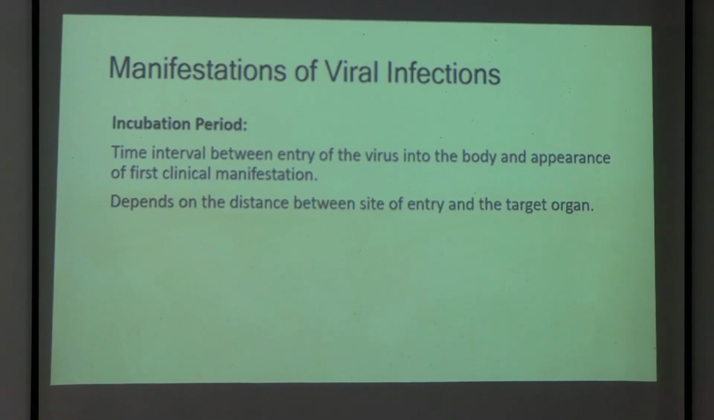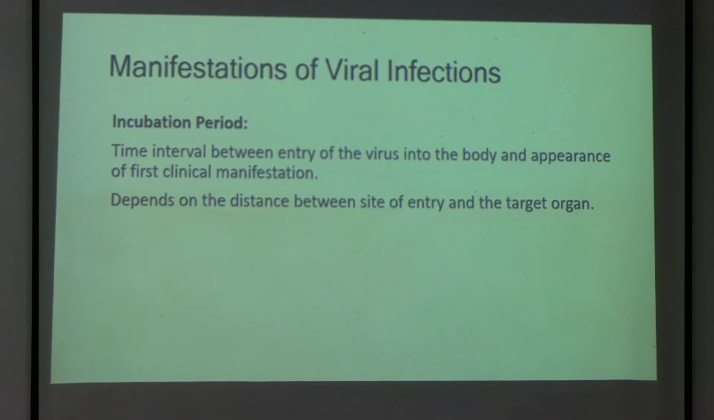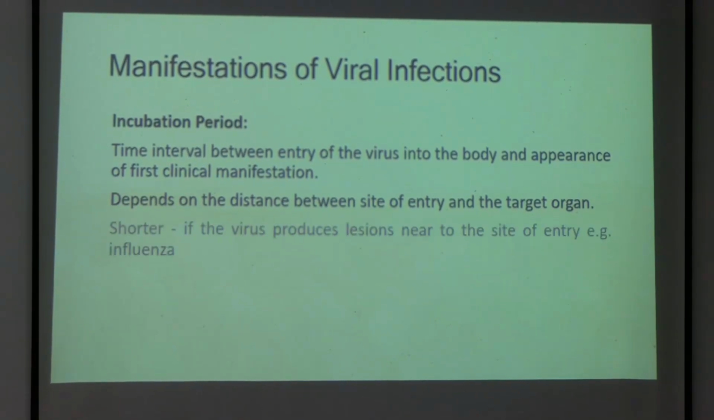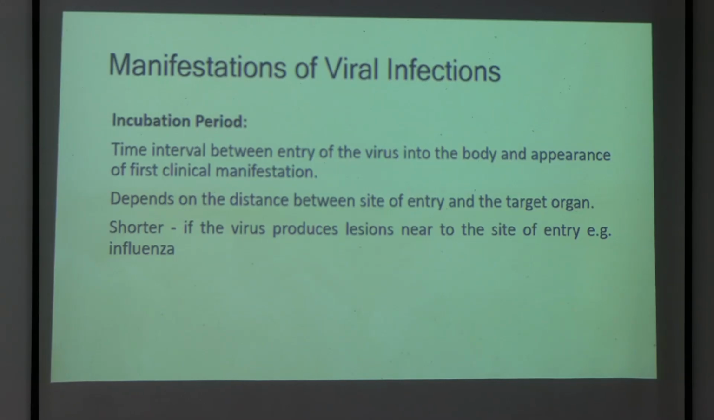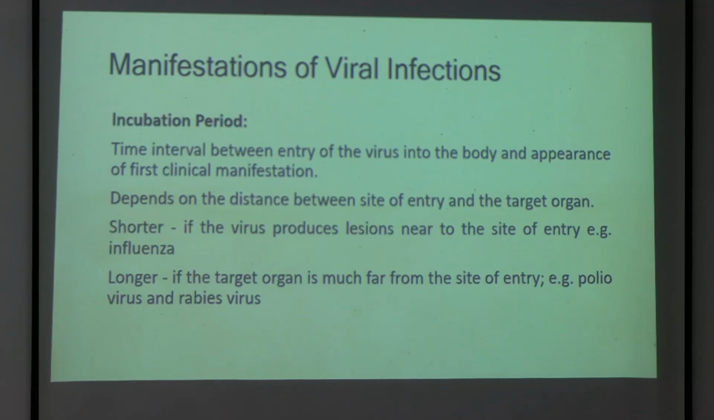So it depends on the distance between the site of entry and the target organs. It is shorter if the target organ is very near to the site of portal entry, as for example influenza, which I just told you. And it is longer if the site of entry and the target organ are far away from each other. You can see this in polio and rabies viruses.